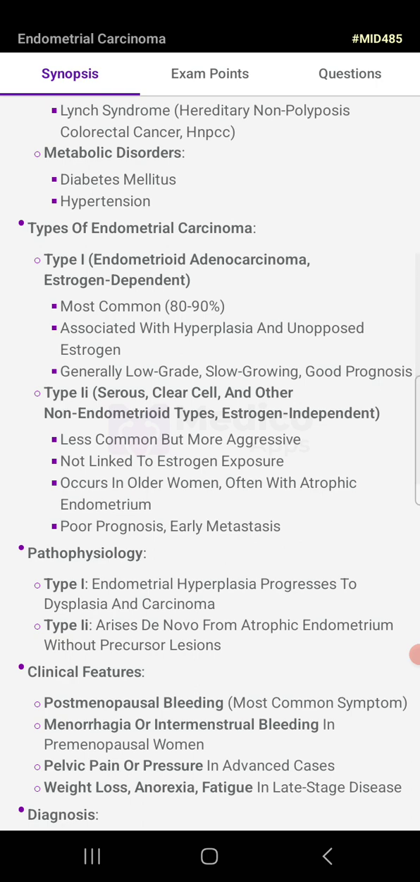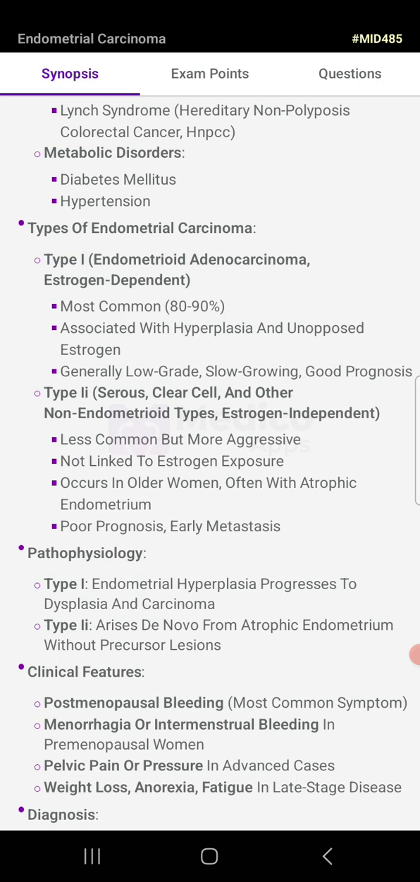Types of endometrial carcinoma. Type 1: endometrioid adenocarcinoma, estrogen dependent. Most common, 80 to 90%. Associated with the hyperplasia and unopposed estrogen. Generally low grade, slow growing and with a good prognosis.